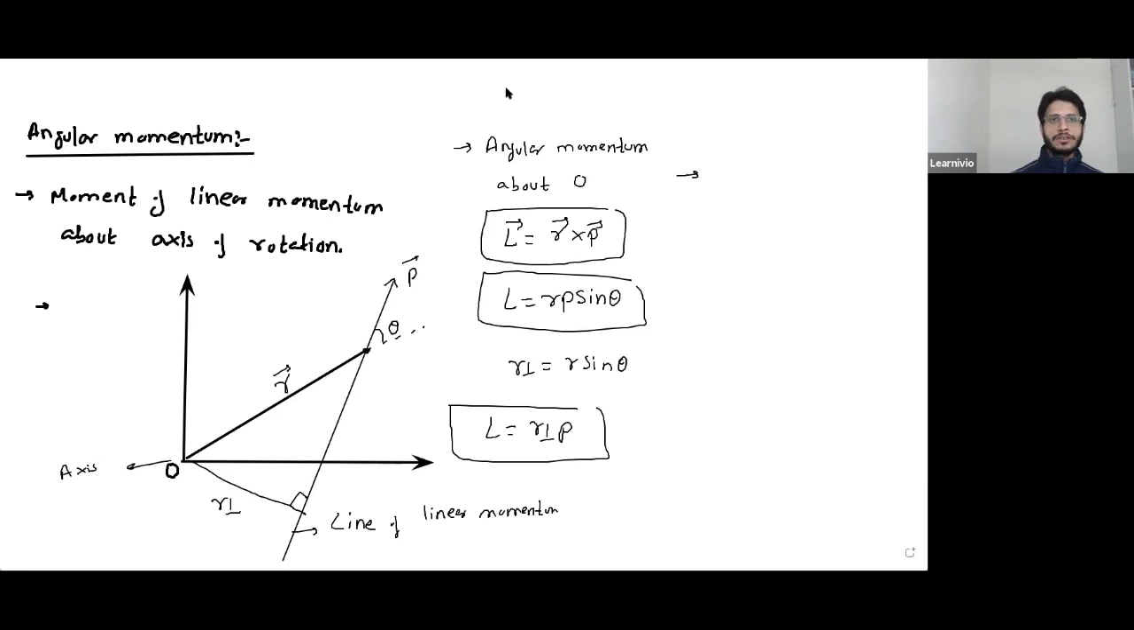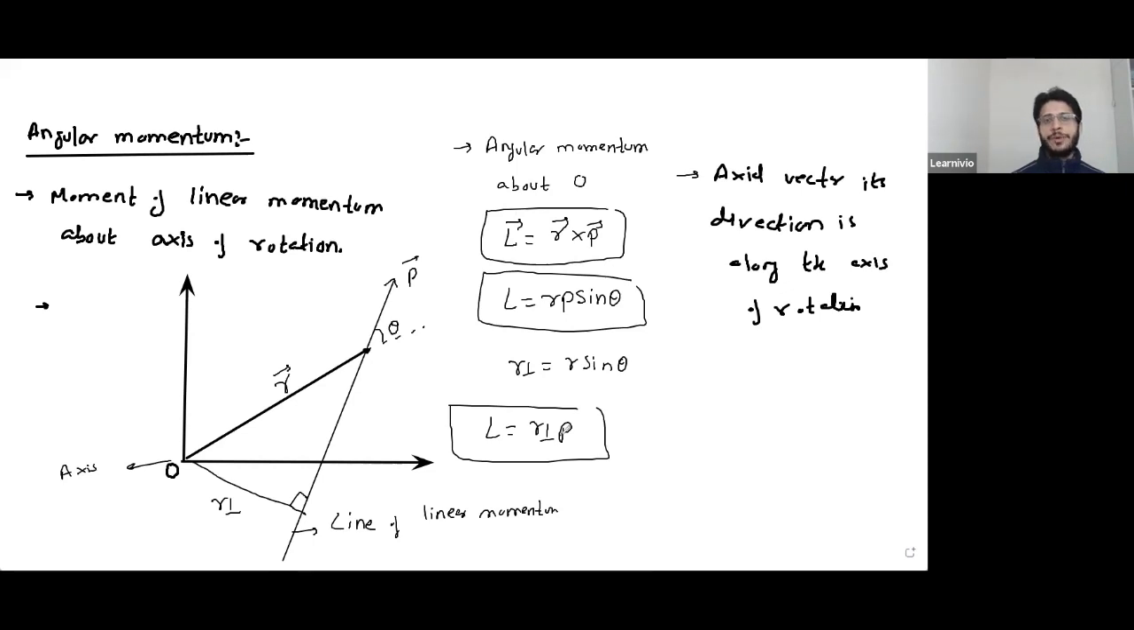Just like torque, this is an axial vector. Its direction is along the axis of rotation. So L is R perpendicular into P. The SI unit is distance into momentum. So it's kg meter per second multiplied by meter. So it's basically kg meter square per second.